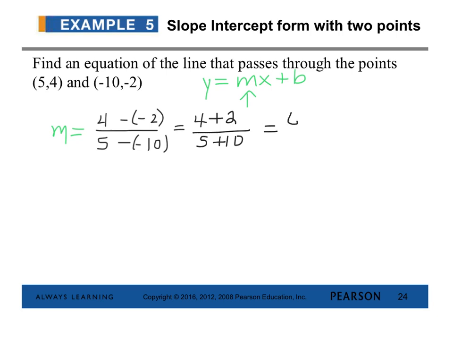So 4 plus 2 is 6. 5 plus 10 is 15. It's okay with me if you want to put that in lowest terms. It's okay to work with it the way that it is. Dividing numerator and denominator by 3 or using your calculator, 6 over 15 is the same as 2/5. You should know how to use your calculator to turn 6 divided by 15 into 2/5.